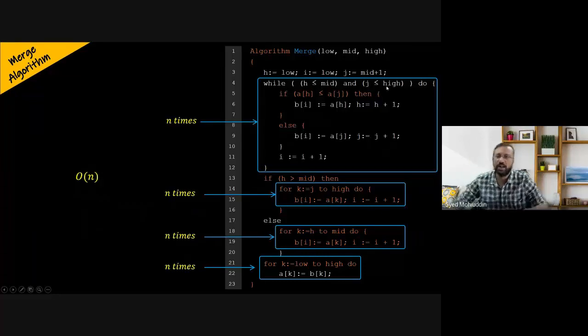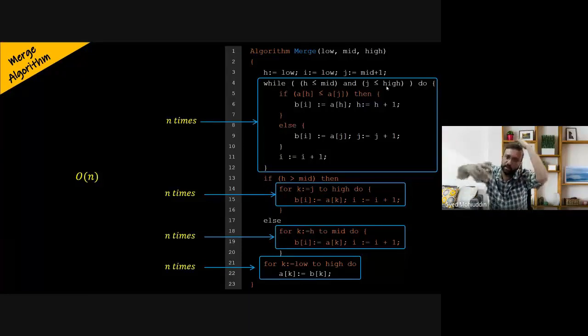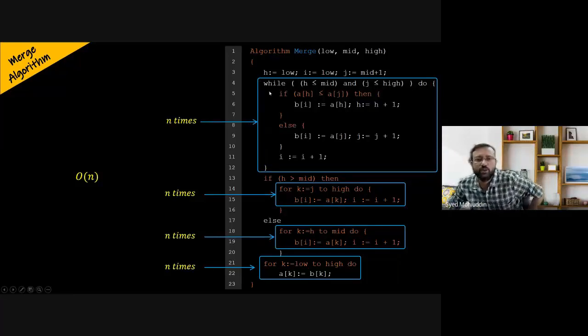Assume that in the first subarray there are n elements, and the second subarray also has n elements. So we say n by 2, but assume at most, maximum, n itself. So this while loop will run for n times.